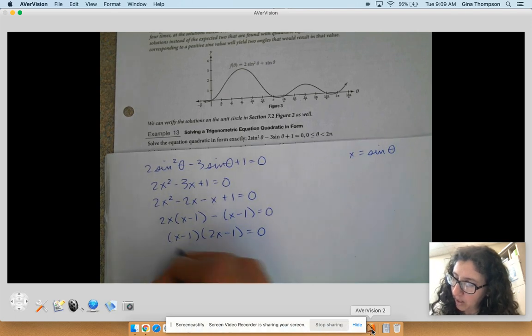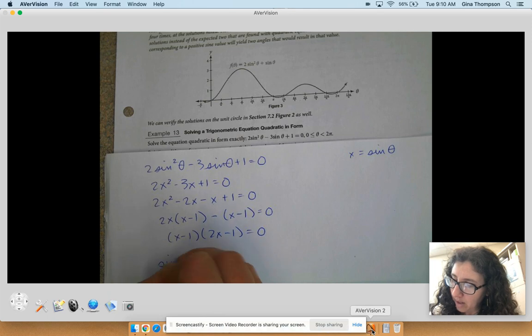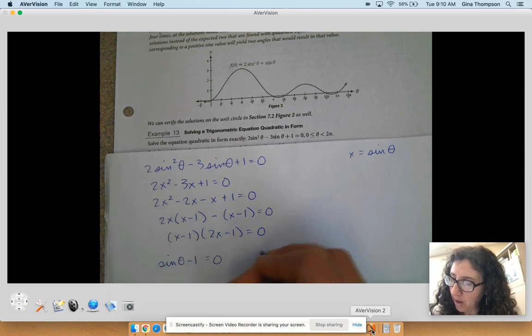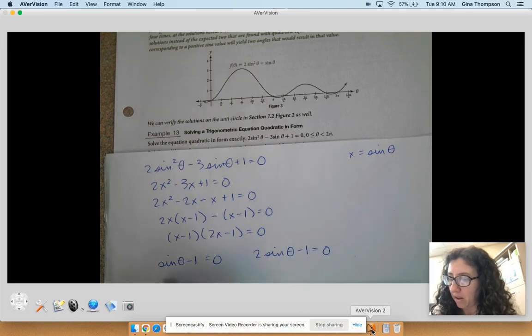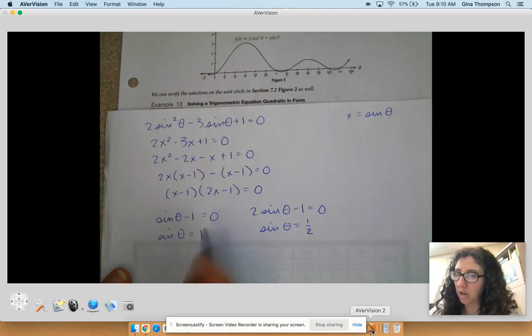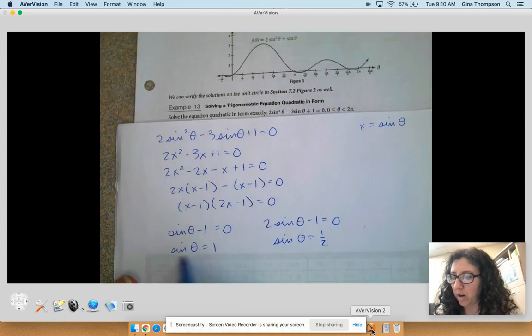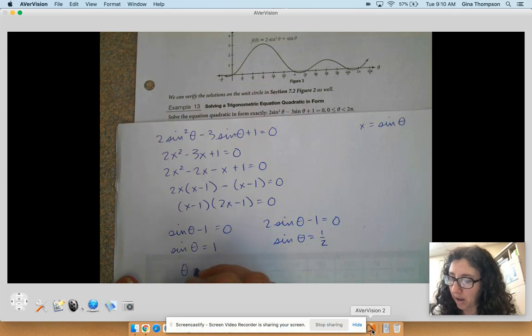Okay, so now I can replace my x's with sine theta. Sine theta minus 1 equals 0. And 2 sine theta minus 1 equals 0. Okay, so sine theta equals 1. Sine theta equals 1/2. All right, and we're looking for solutions from 0 to 2 pi. So where is sine of theta equal 1 on 0 to 2 pi? That's going to happen at pi halves.